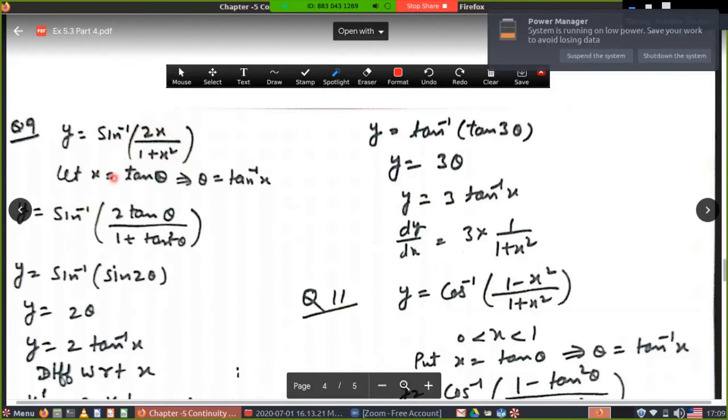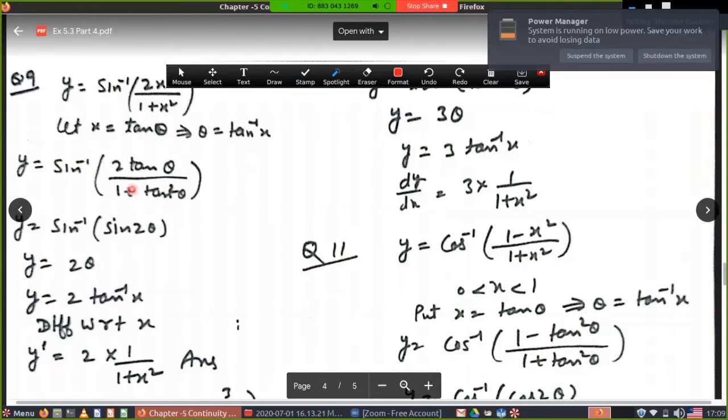So when I put x is equal to tangent theta in this angle part, then you will get sine inverse 2 tangent theta upon 1 plus tangent square theta. If x is tangent theta, the value of theta will be equal to tangent inverse x. And the formula of this is sine inverse sine of 2 theta. It comes out 2 theta, and theta value is tangent inverse x. Y is equal to 2 tangent inverse x.